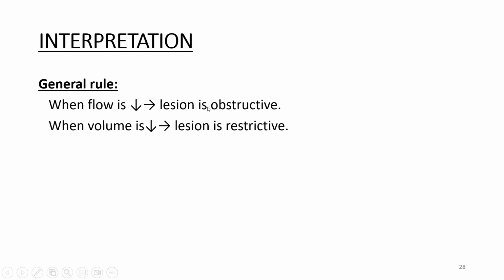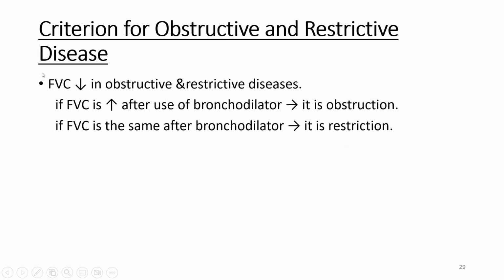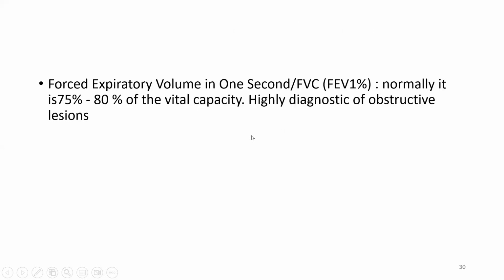So the obstructive pattern shows diminution of flow. Regarding the criteria of obstructive and restrictive disease, FVC is decreased in both. If FVC is increased after use of a bronchodilator, it is obstruction. If it is the same, it is restrictive. The FEV1 to FVC ratio is normally 75 to 80% of the vital capacity, and it is highly diagnostic of obstruction.